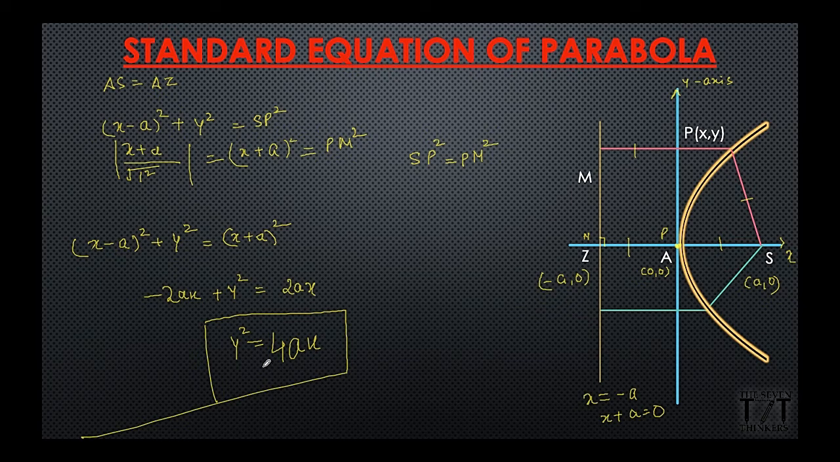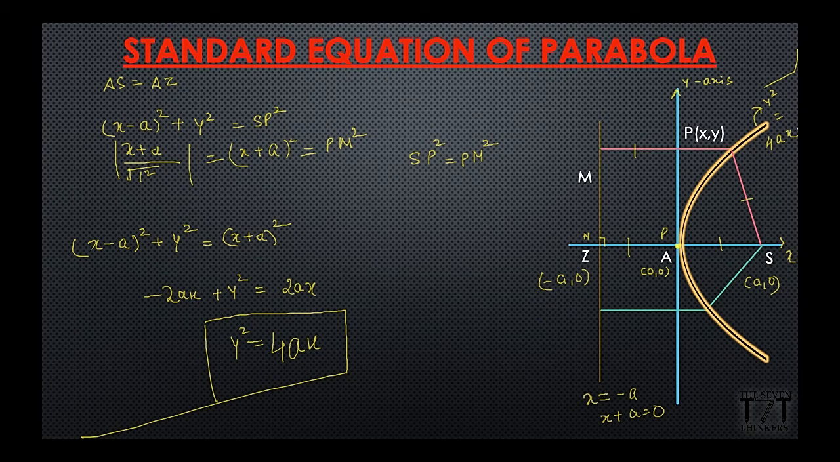And so the standard equation of the given parabola, the yellow curve, is y square is equal to 4ax. So we have found out the standard equation of a parabola as y square is equal to 4ax, which has the axis as the x-axis, the directrix has the equation x plus a is equal to 0, the focus is (a, 0) and the vertex is (0, 0), with any point P (x, y) on it.